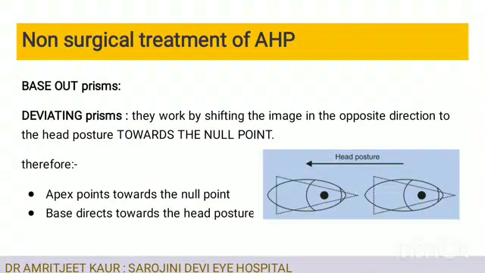Can we use prisms for treating the abnormal head posture? Yes, we can use the base out prism as mentioned before, or we can use the deviating prism which shifts the image in the opposite direction to the head posture, that is towards the null point. Therefore, suppose in a right head posture the null point is present on the left side, the apex will point towards the null point, that is on the left side. As the image is automatically shifted with the help of the deviating prism towards the null point, the patient will not have to move his head towards the right.